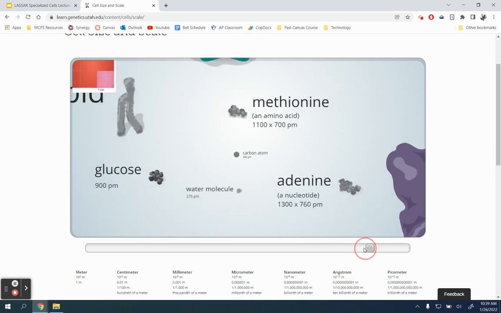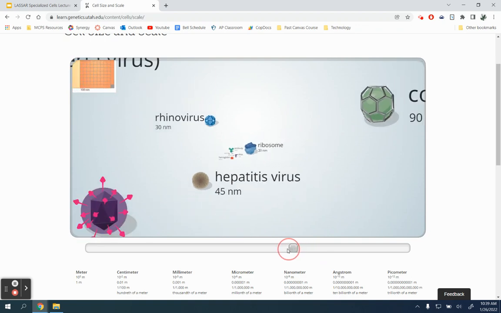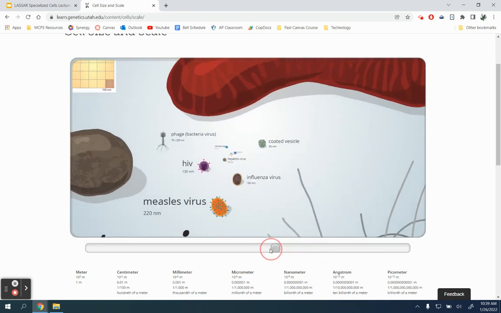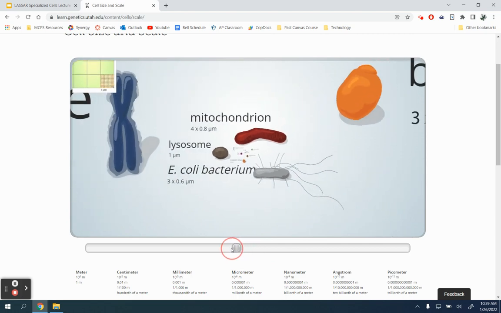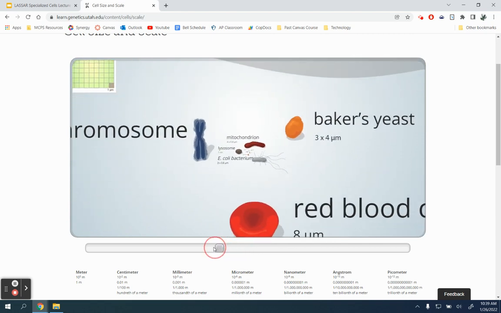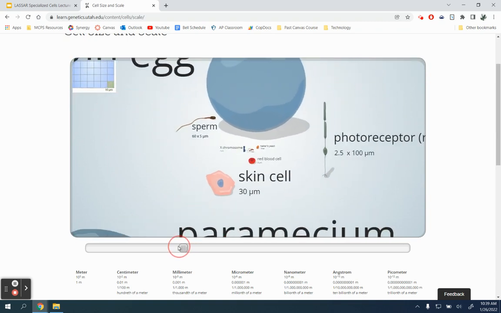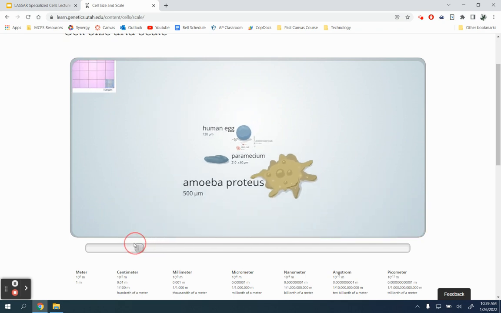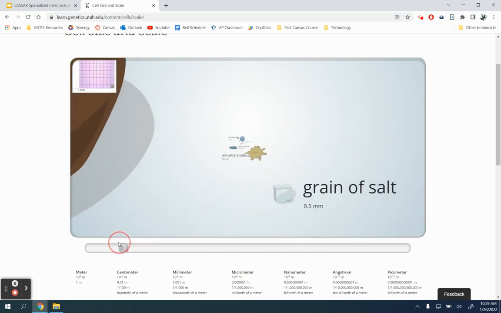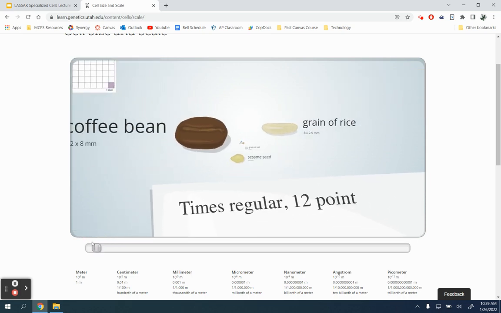So zooming back out, our atoms are too small to see now. I see large molecules. Instead, I can see my viruses now. Molecules are out of sight. Now I'm seeing my cell parts, bacteria cells and fungal cells that are small. I'm seeing our larger animal cells now, our skin cell, which is our representative animal cell size, our large single-celled organisms like an amoeba and a paramecium. There's our grain of salt. There's our sesame seed, our coffee bean, and our grain of rice. And we're back to the beginning.